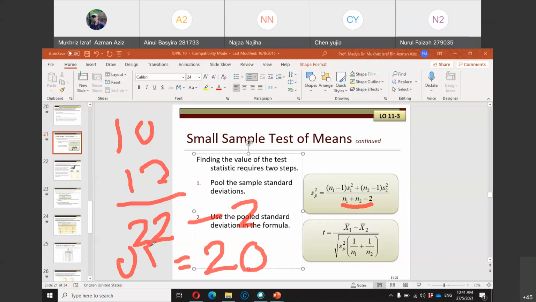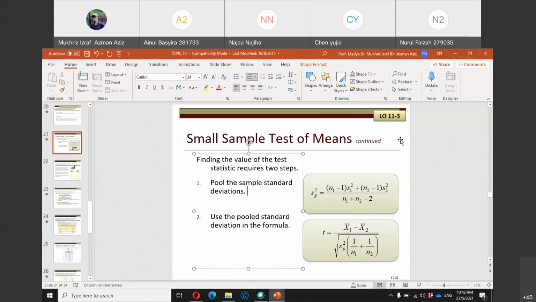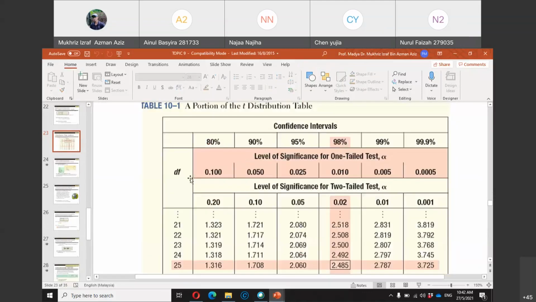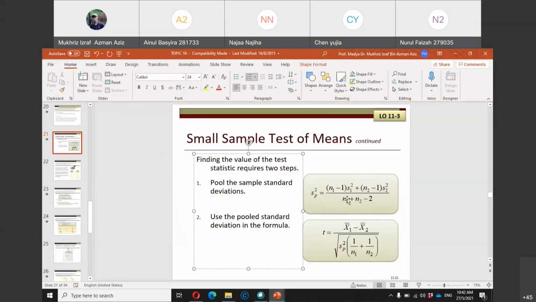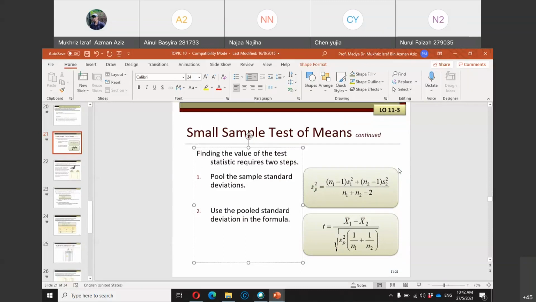So the formula that you see here, N1 plus N2 minus 2, is also equivalent to your degrees of freedom, DF, that you need to refer to the T table later on when you want to determine the critical value. That will be in your step number 4. In chapter 9 previously, your DF is n minus 1 because you are only using one sample. But for two samples, you need to refer to this formula here, n1 plus n2 minus 2.